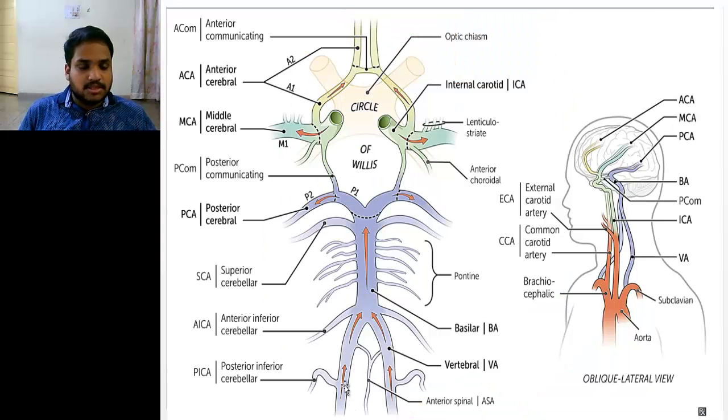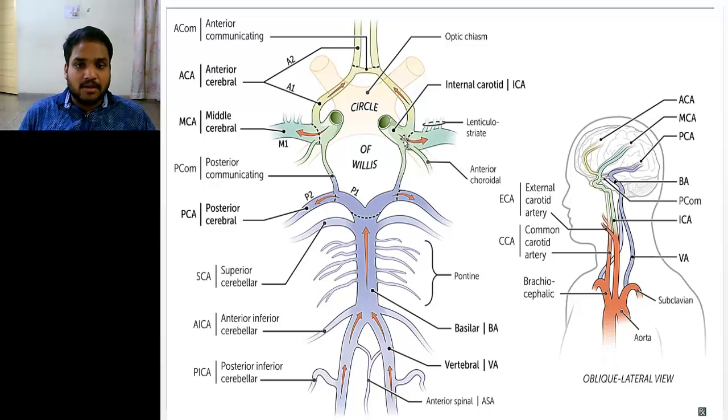See, this is the same diagram. I'll show you. The two vertebral arteries join to form the basilar artery. You have the posterior inferior cerebellar artery arising from the vertebral artery, and you have the anterior spinal artery again arising from the vertebral artery, and you have the anterior inferior cerebellar artery from the basilar artery. The pontine branches are there. The superior cerebellar artery is also there, and finally the basilar artery divides into two, the posterior cerebral arteries, right? This is the posterior circulation of the brain, right?